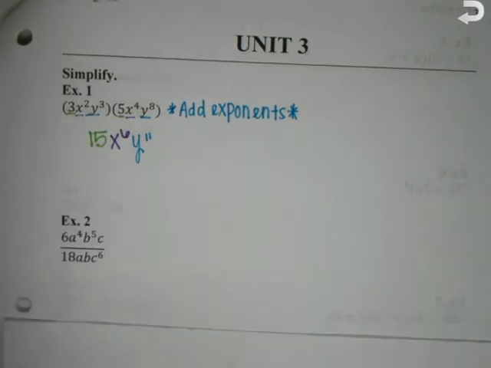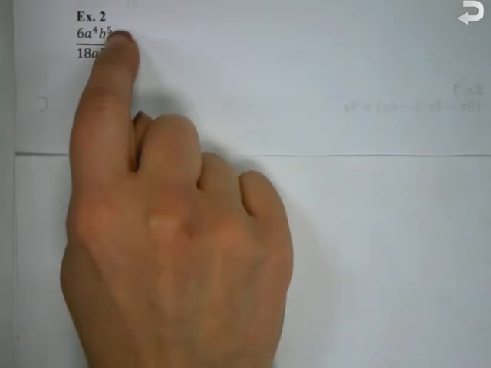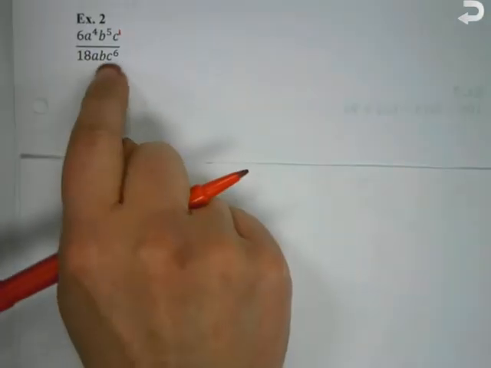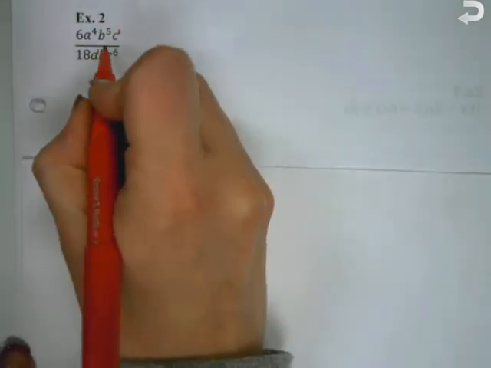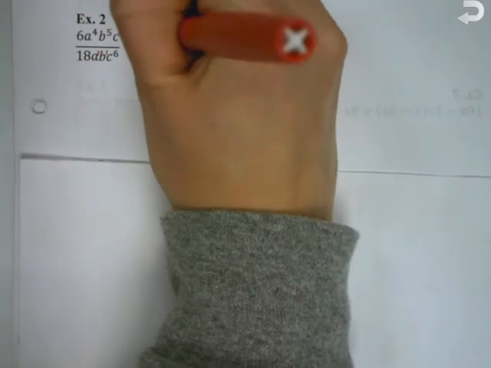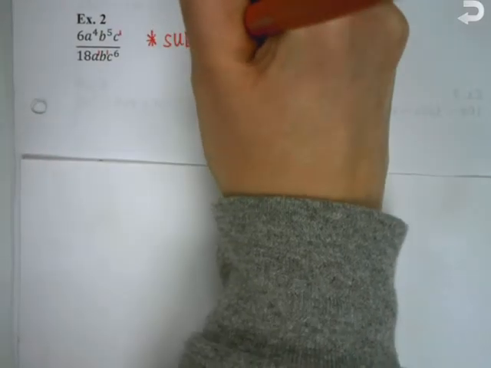Example 2. Okay, example 2. We have 6a to the 4th, b to the 5th, c. If c does not have an exponent, what is the exponent? 1. 18a, b, c to the 6th. So a has an exponent of 1, and b has an exponent of 1. Now this is division. If I add the exponents in multiplication, what do I do with the exponents in division? Subtract. So let's write that. Subtract exponents.